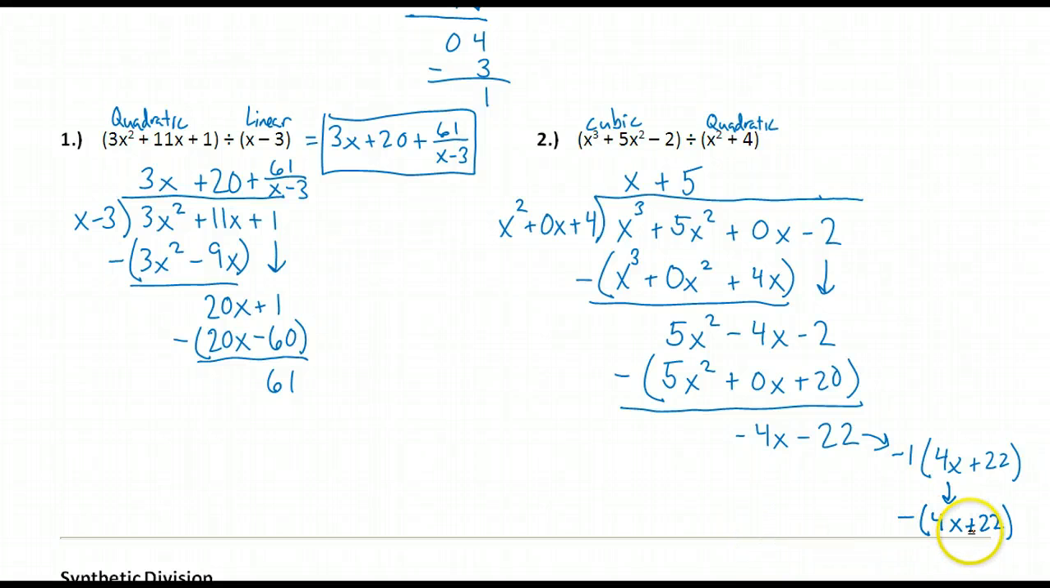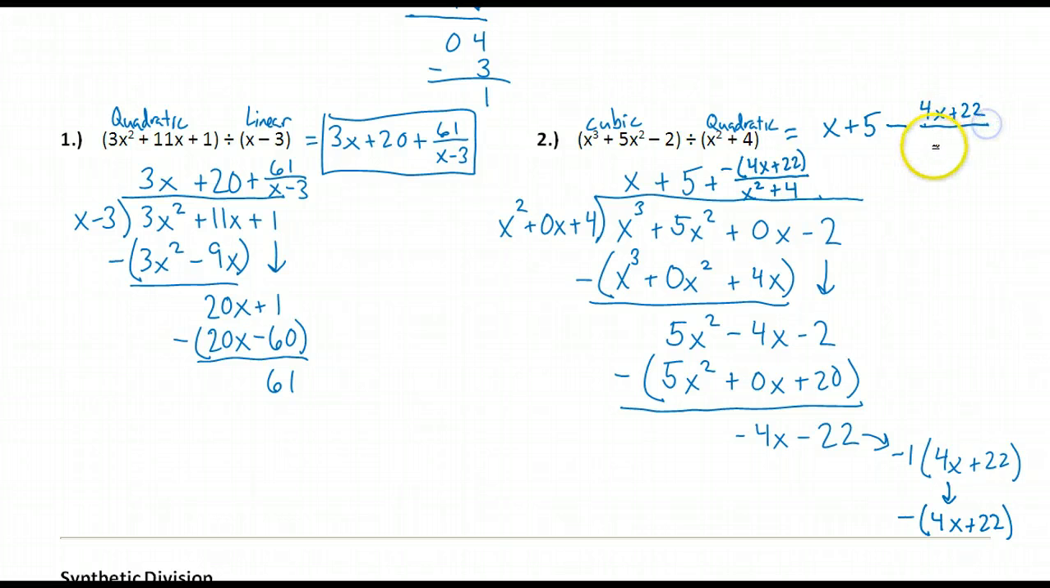And the reason I do that is so when I write my remainder, I have plus negative 4x plus 22 over x squared. I don't need my placeholder when I'm writing my remainder, plus 4. So my answer is going to be x plus 5. Now I have plus this negative. Well, since I'm adding a negative, that's the same as subtracting 4x plus 22 over x squared plus 4.